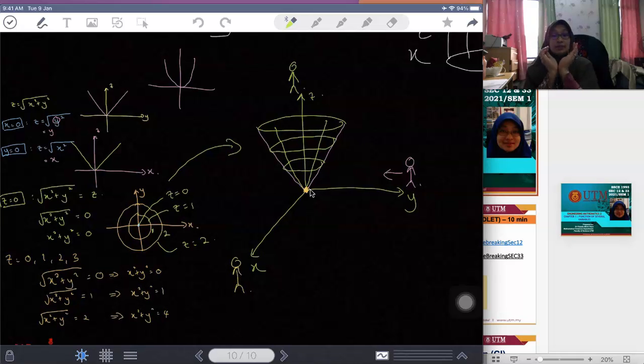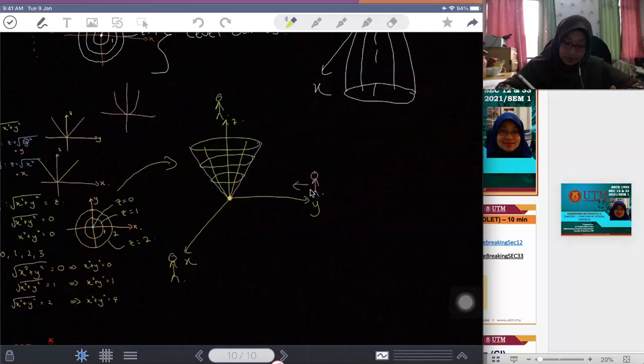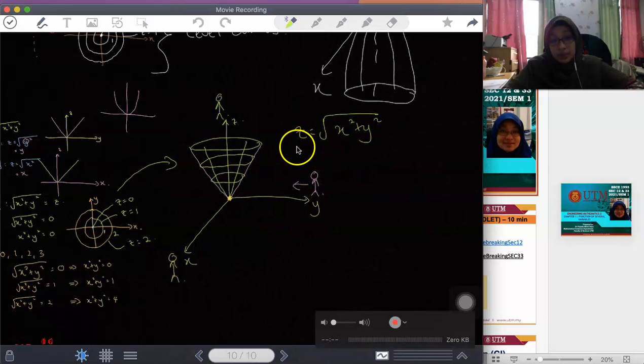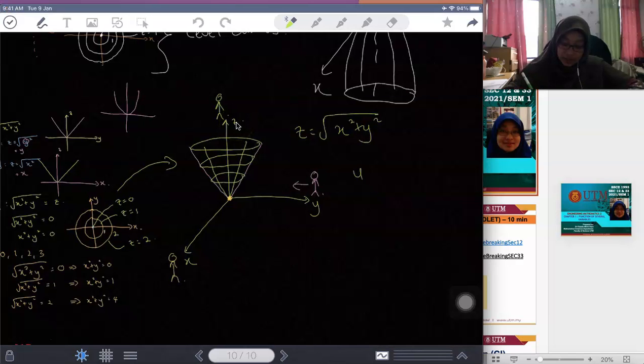Without square root we have a curve. So now this is the graph of z equal to the square root of x squared plus y squared. You have the cone, a cone concave up and parallel to z. Okay, so maybe I change to y equal to x squared plus z squared.